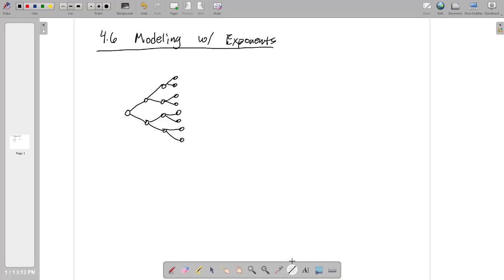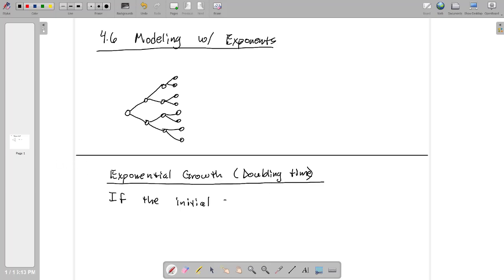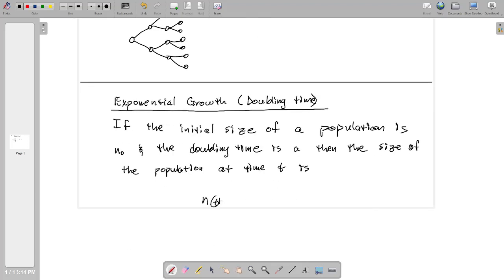So the next thing I want to talk about is the exponential growth involving doubling time. Now there's two of these that we use. We use the doubling time and we use the relative size growth. And we'll talk about doubling time first. If the initial size of a population is n sub 0 and the doubling time is a, then the size of the population at time t is given by the function n of t equals n sub 0 times 2 to the t over a power, where a and t are measured in the same time units.